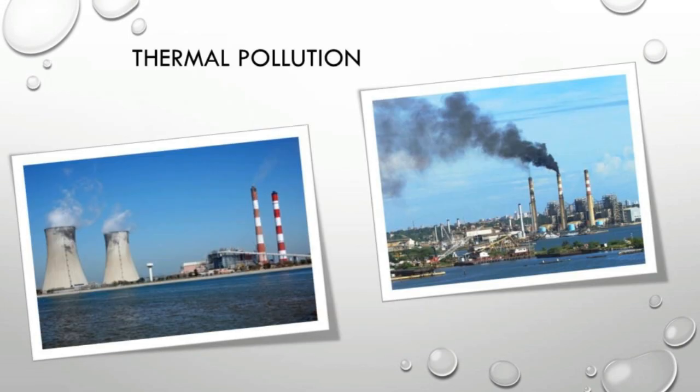Next, thermal pollution. A large amount of water is used for cooling purposes in thermal and nuclear power plants and many industries. Water used for cooling purposes is discharged back to a river or to the original water source at a raised temperature and sometimes with chemicals. This causes a rise in temperature and decreases the amount of oxygen dissolved in water, which adversely affects the aquatic life.